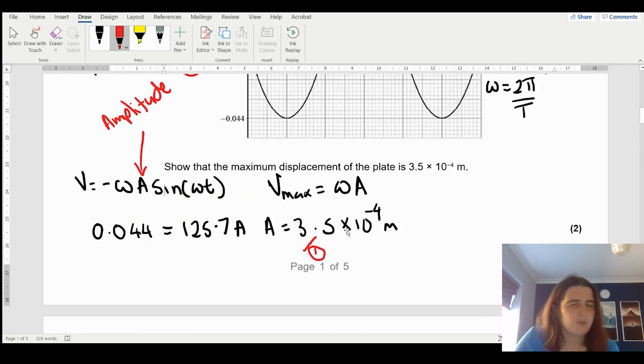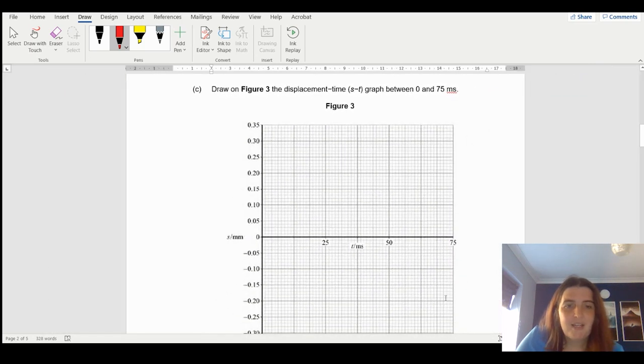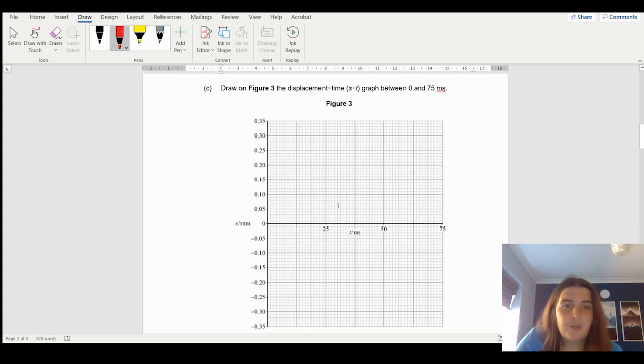So make sure to have a look at that one there. So next question. I'm going to zoom out a little bit on this one because it's a big graph. It says here, draw on figure 3 the displacement time graph between 0.75 and 75 milliseconds.